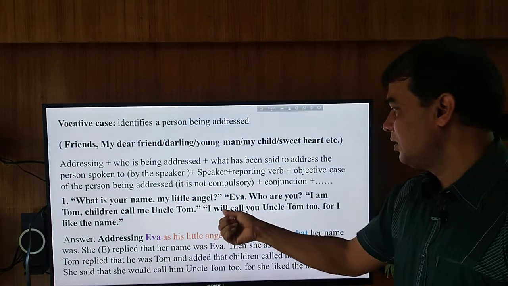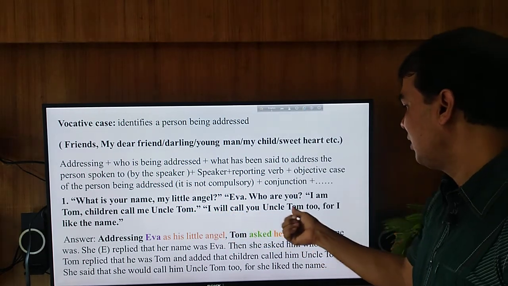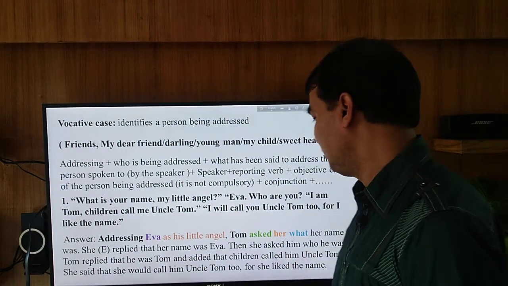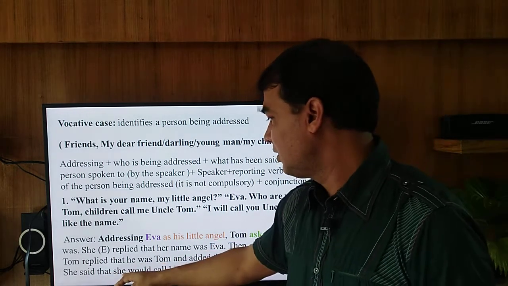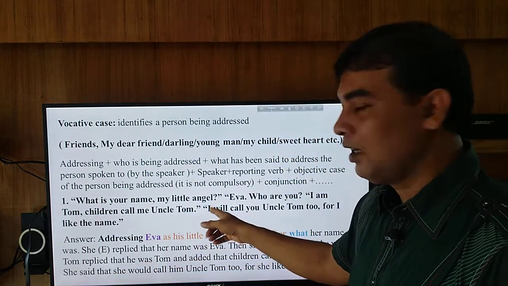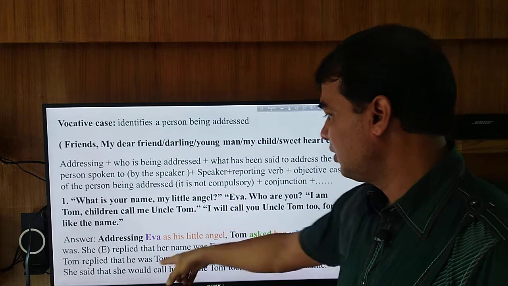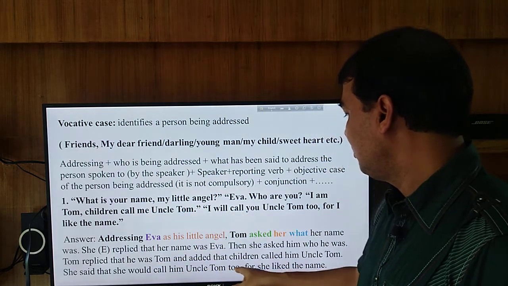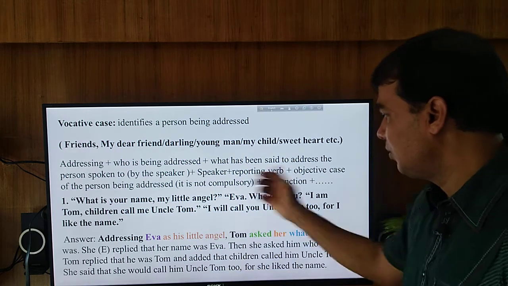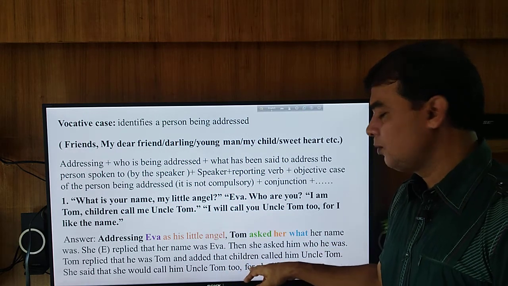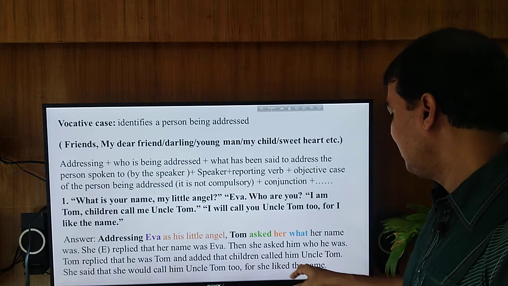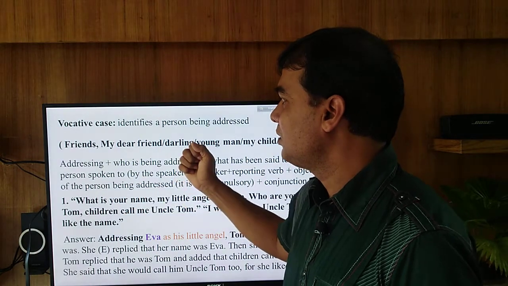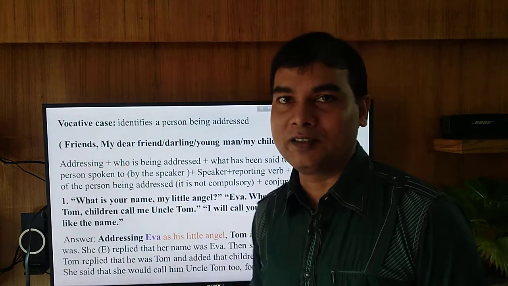The next sentence you see, I will call you Uncle Tom too, for I like the name. Now Eva is speaking to Tom. So we said, she said that she would, past tense would, call you, that means him, Uncle Tom too. For I like the name. You can also write instead of for, because she liked the name. So here you see how to use addressing in a vocative case.